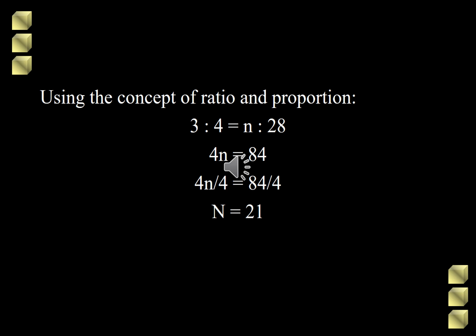Now using the properties of algebra, particularly the division property of equality, we can divide both sides by 4. 4n divided by 4 is equal to 84 divided by 4. Hence we get the value of n, which is equal to 21. And so we are able to check that 21 is the number of boys.